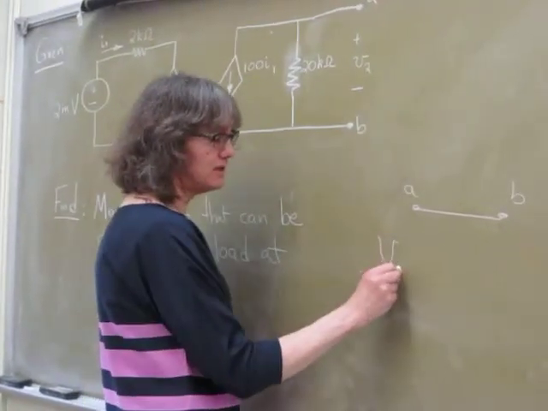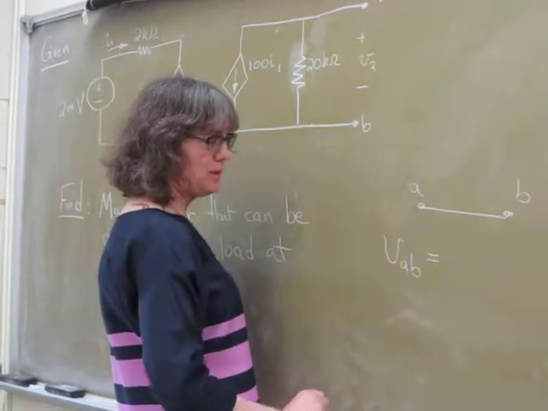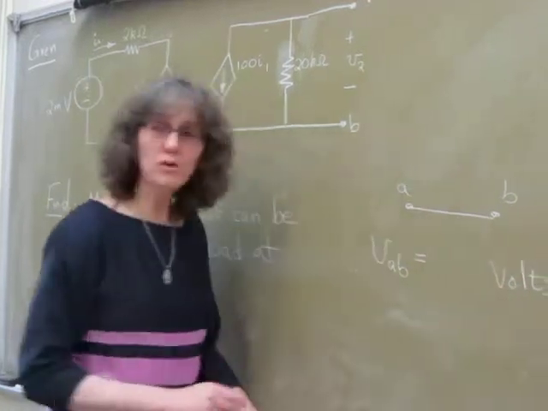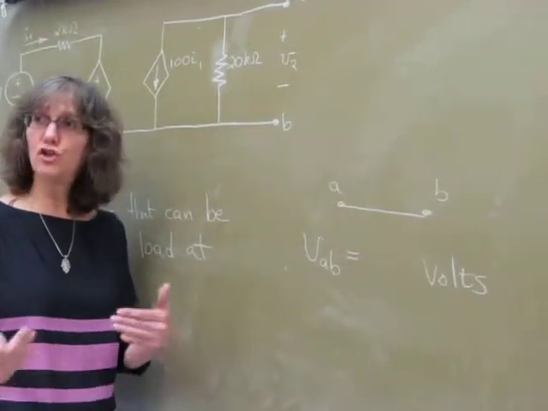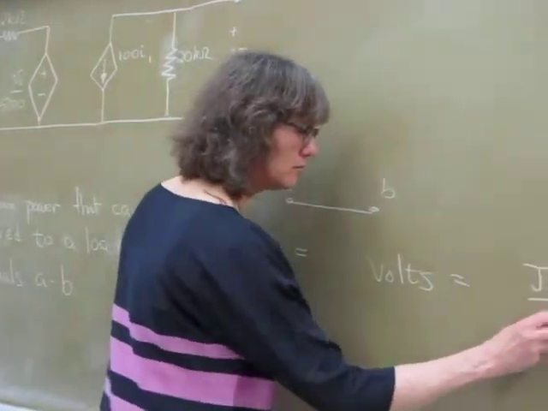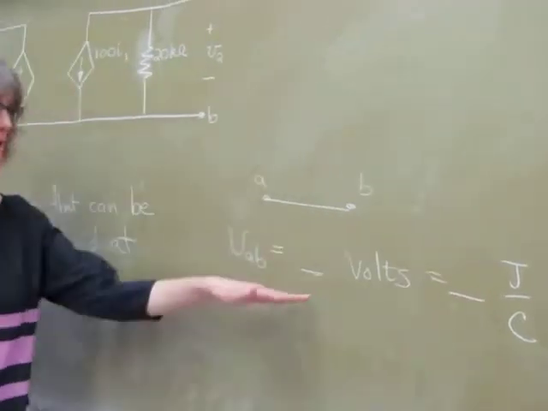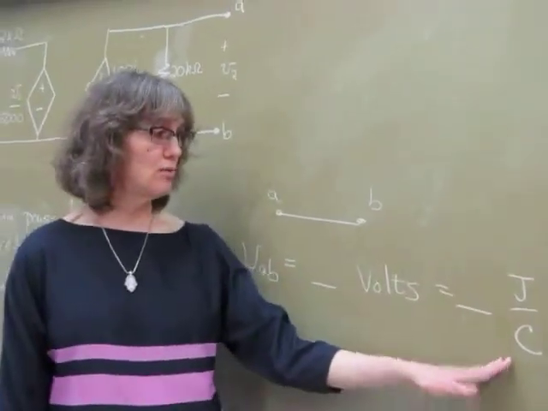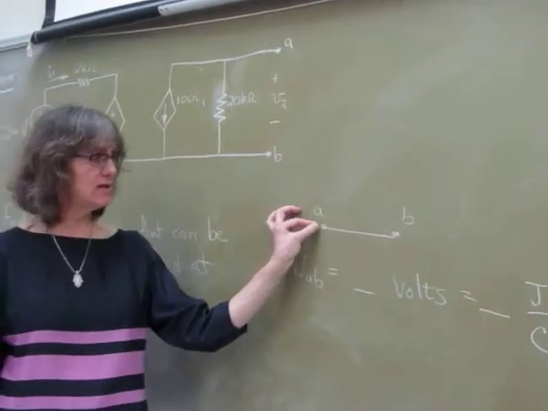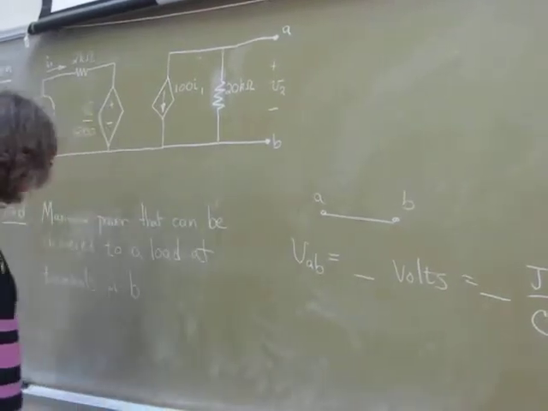So the voltage of A with respect to B would be in units of volts, but a volt would be a joule, an amount of energy, per coulomb. It's going to take whatever amount of work it's going to take, but a volt is a joule per coulomb because it's looking at how much work or energy it's going to take to move a charge from point A to point B. So that's the definition of voltage.